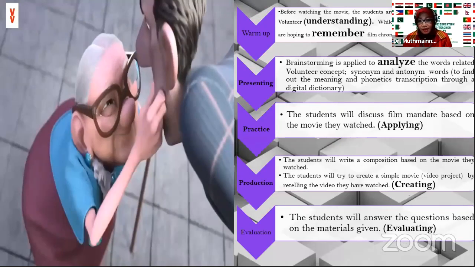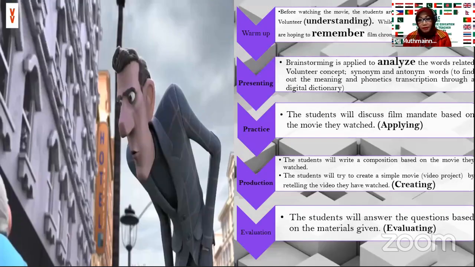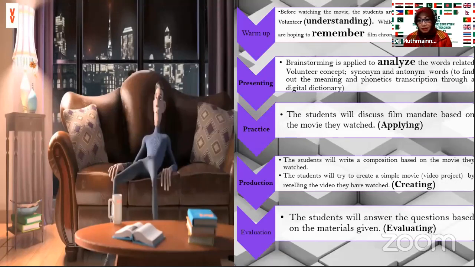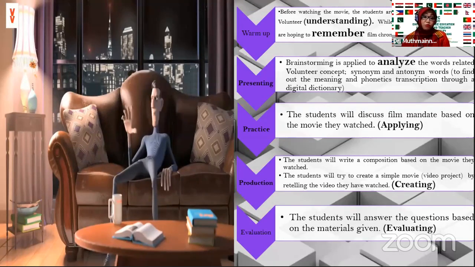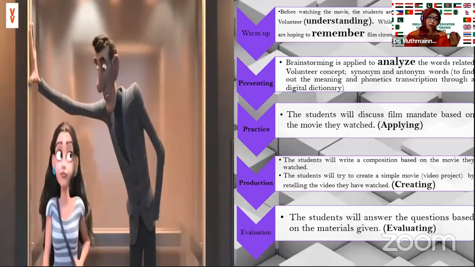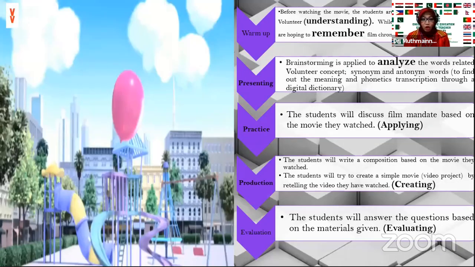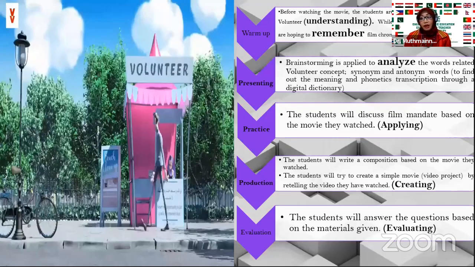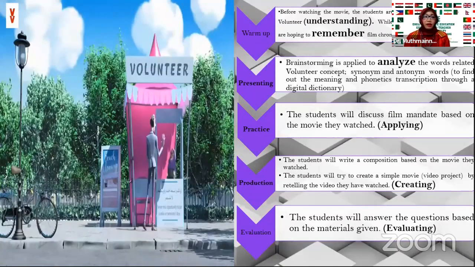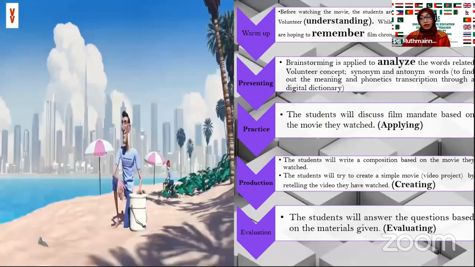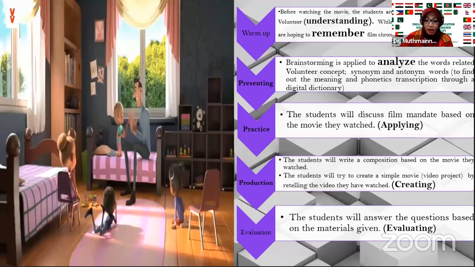Then in the production phase, the students will create their composition, and they can create a simple movie or a video project. This is related again to project-based learning or constructivism. They can retell the video they have watched. And the last one is evaluation. You can ask your students to answer questions based on the material.